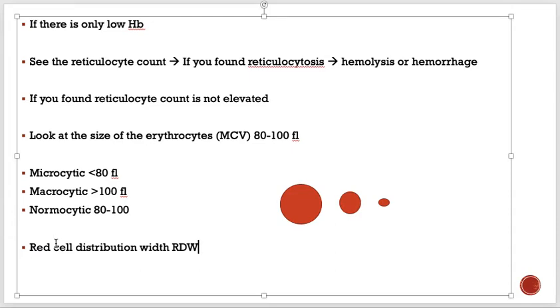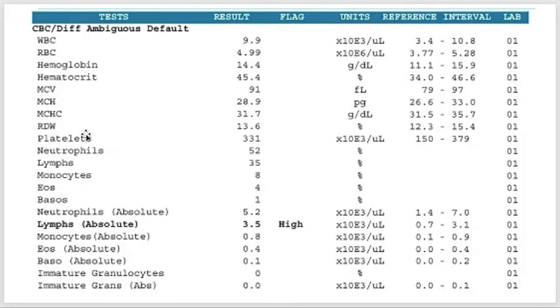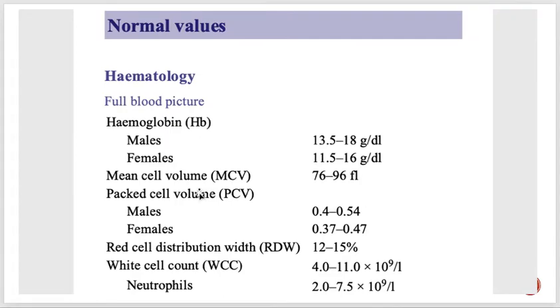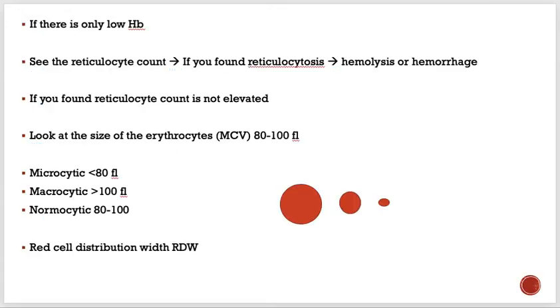Okay, what I mean to say, if this picture is present, like there are very big cells and there are very small cells, then this value will be increased. Okay, or this value will be increased. So that's why if RDW is increased, we cannot trust MCV. If RDW is normal, we can trust MCV. Okay, so that's all about the initial diagnosis of anemias.